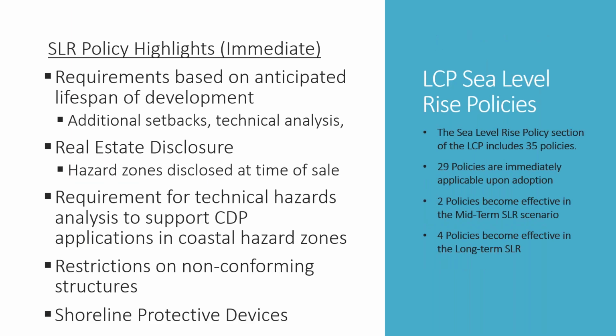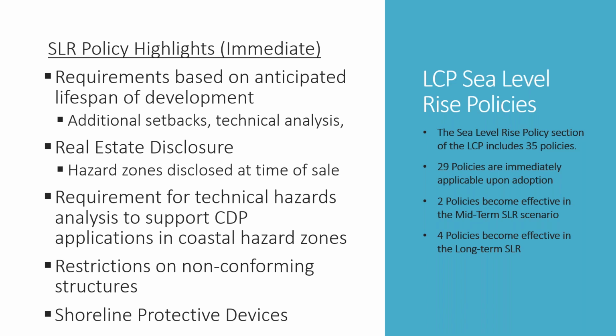The LUP policy section contains 35 policies that pertain to coastal hazard zones. Of these, 29 are immediately applicable, 2 are activated when sea level rise increase is measured at 12.1 inches, and midterm level is determined, and the remaining 4 policies come into effect when the sea level rise has risen by 24.1 inches beyond the 2017 measured level.